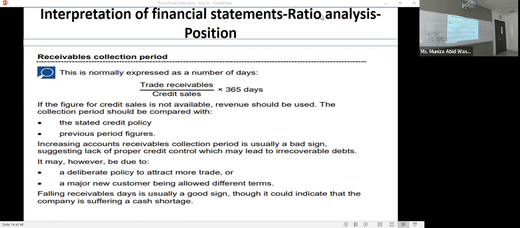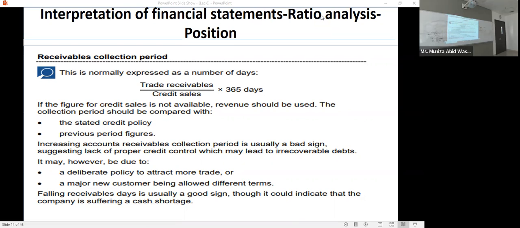So if the credit control department is not efficient, it means that the receivable days are going to increase. Moreover, if the receivable days are more, it may happen because the company is trying to increase its sales. Because the customers will be more attracted towards the organization if they are having this capacity that they will be getting the purchases on credit. They could purchase on the basis of the credit. So this could also be the reason.